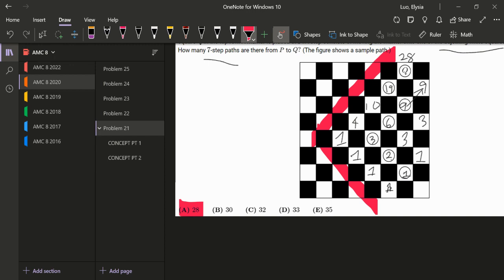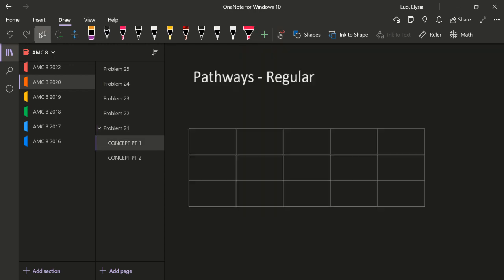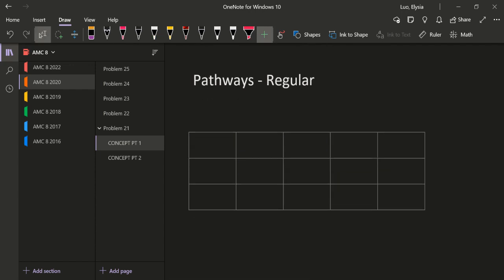which is correct. Now let's move on to the concept of pathways. So there's two. First one is regular pathways. This might not be an exact question which you might see, but it's a good concept to keep in mind. So let's say this was P, or this was your house. And this is school.